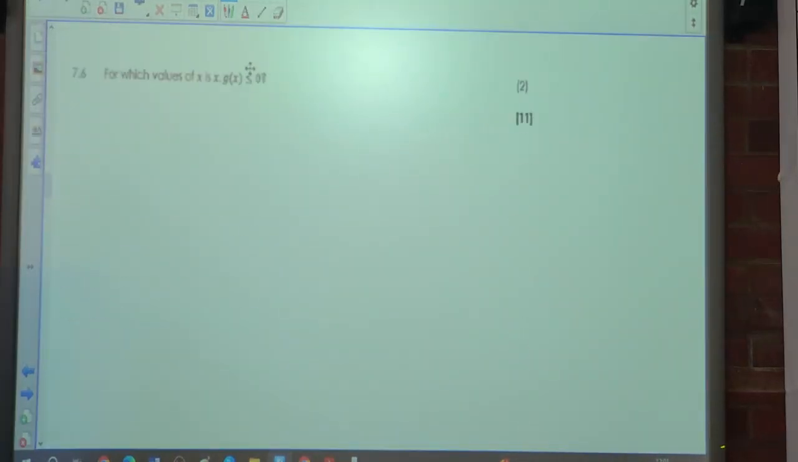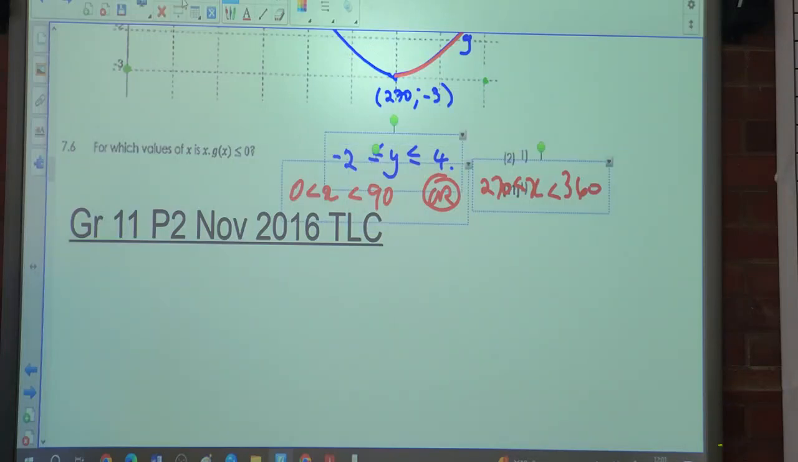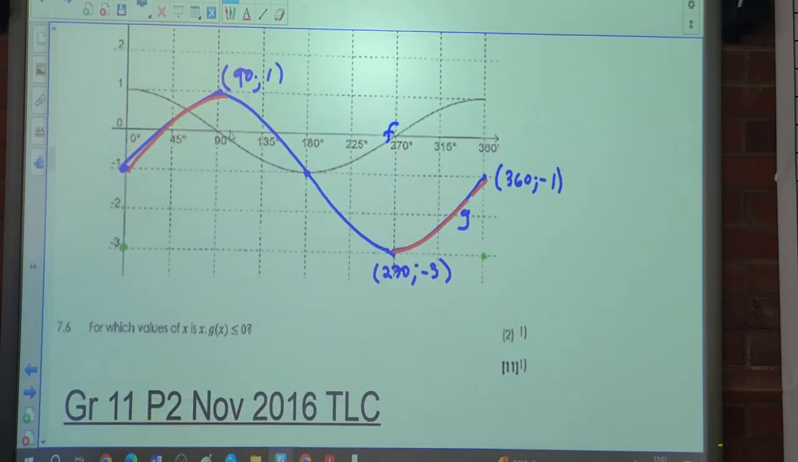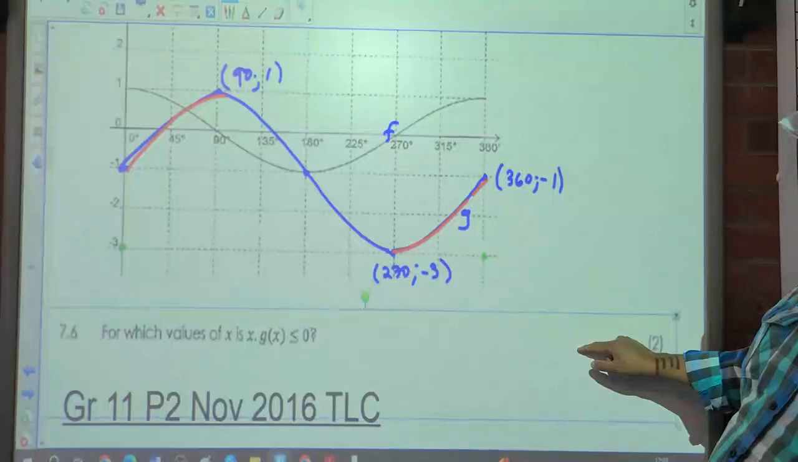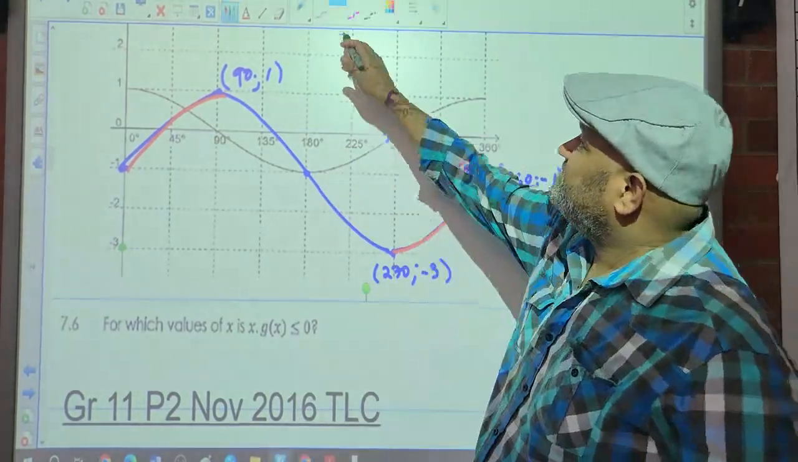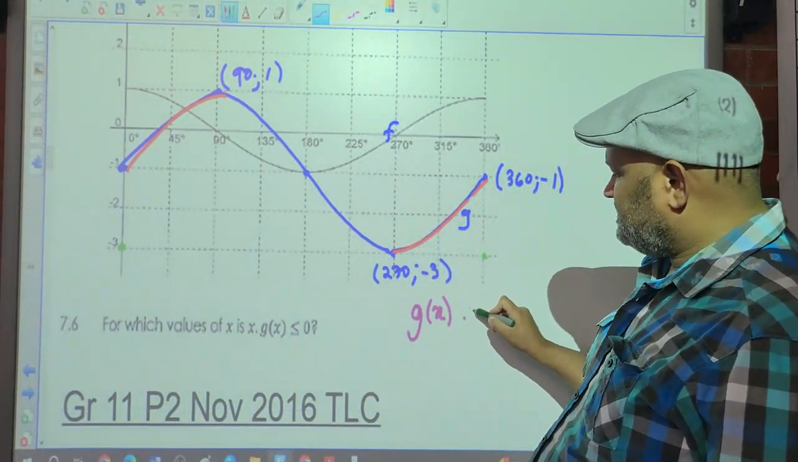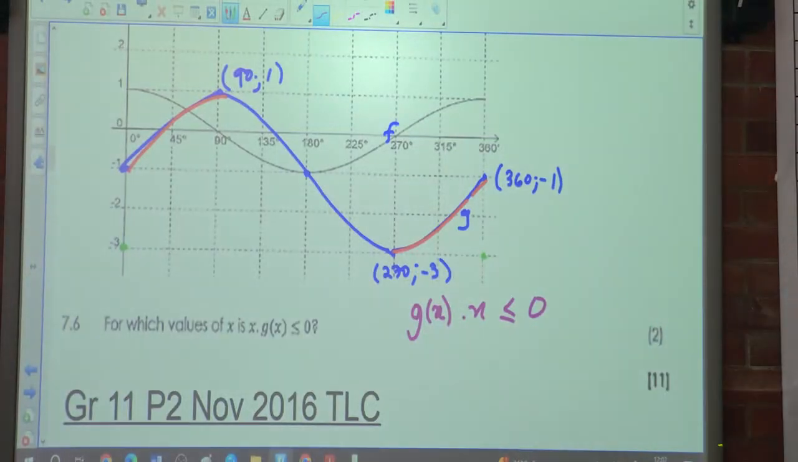Last question, people. For which values of x is... Let's get this Mickey Mouse open. They want to know for which values of x is g of x times x less than or equal to 0, or x times g of x less than or equal to 0.